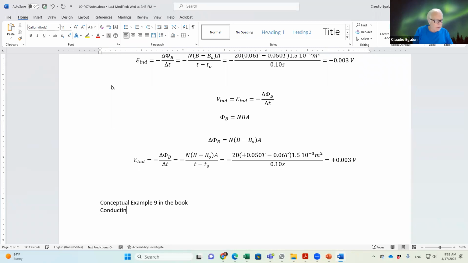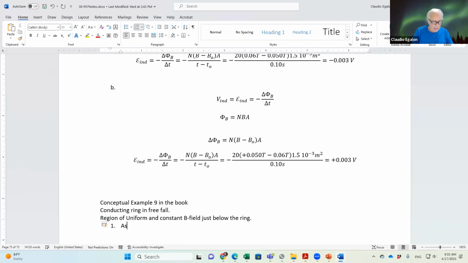A conducting ring in 3/4. Region of uniform and constant B field, just below the ring. Okay. So how does it go?